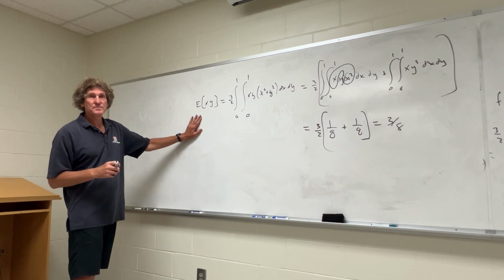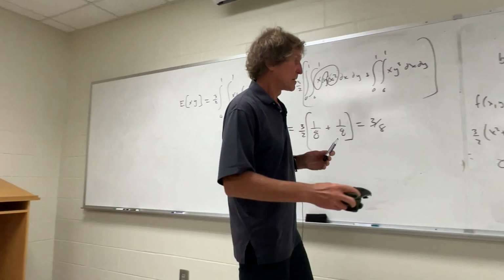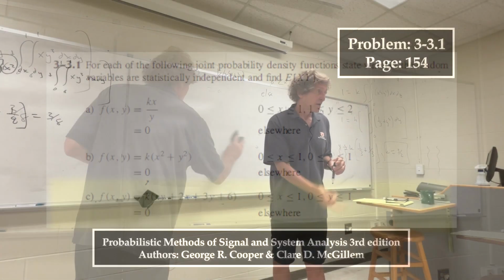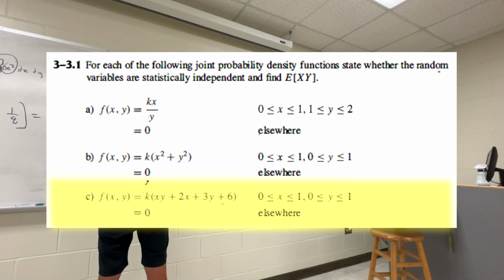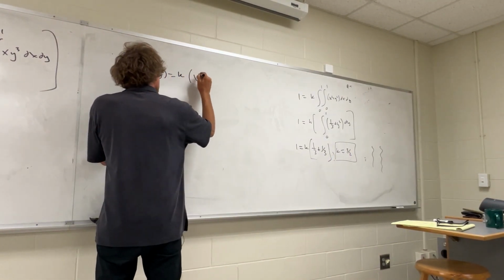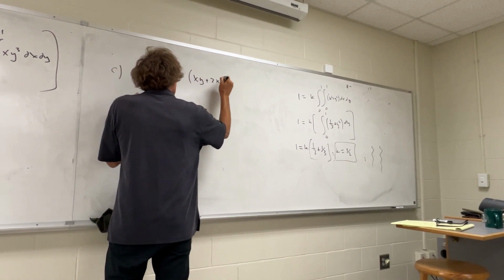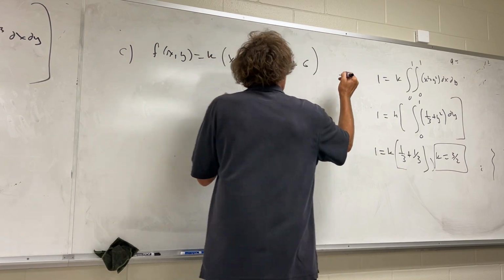What's the next part? That was it for part B. All right, and part C is a different function. Hold on. Go ahead. Okay, so for part C, you have f of x comma y is equal to k quantity xy plus 2x plus 3y plus 6. And then x and y are going from 0 to 1.